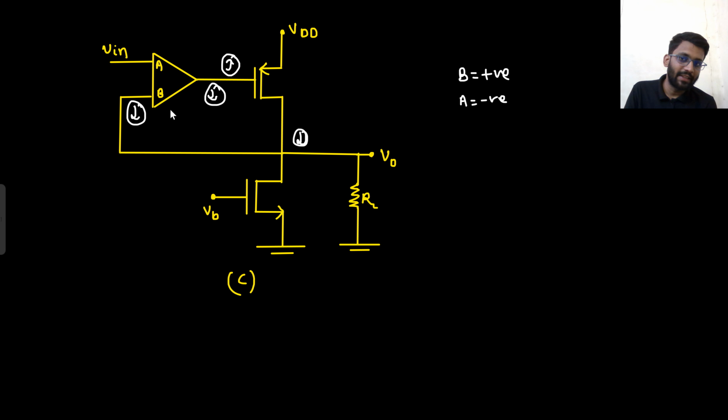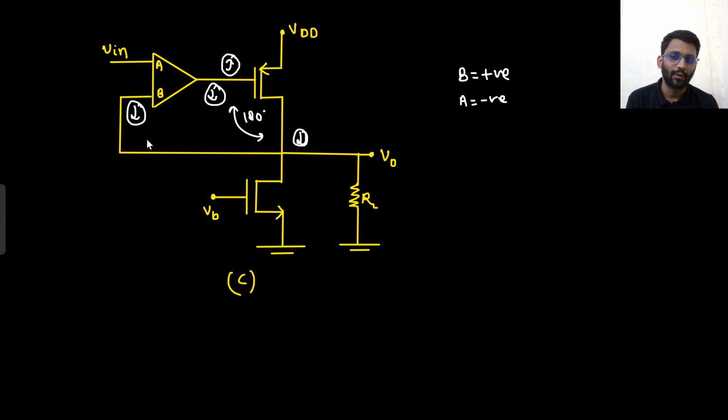So even if the feedback is connected to positive part, still it is working in negative feedback. Why is it so? Because here I am getting 180-degree phase shift. From here to here I am already getting 180-degree phase shift. No one can deny it. If this node increases, this node will decrease.